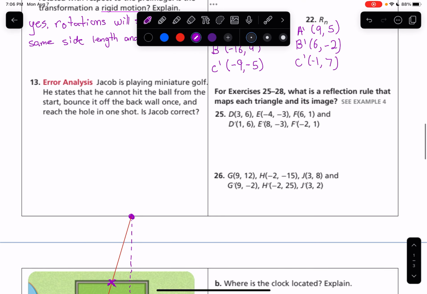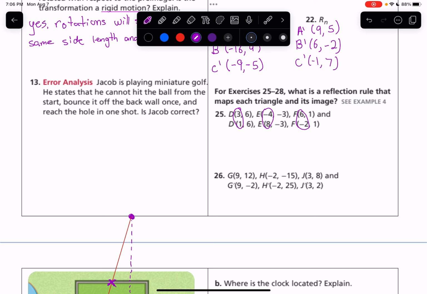Down here, what is a reflection rule that maps each triangle and its image? What I'm looking for here are changes between the original point and the new point. I see that the y-coordinates stay the same. So our reflection must be over an x equals vertical line. Just the x-coordinates are changing. So my x-coordinate goes from 3 to 1, from -4 to 8, from 6 to -2.